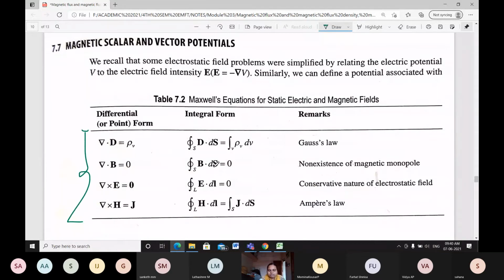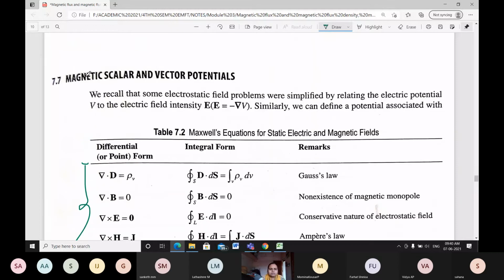Maxwell's equations will be playing a part in each and every topic we are learning, from the first module to the fifth module. Just remember all four of Maxwell's equations. That's it. That's what I can tell. Then we'll go with one more topic.